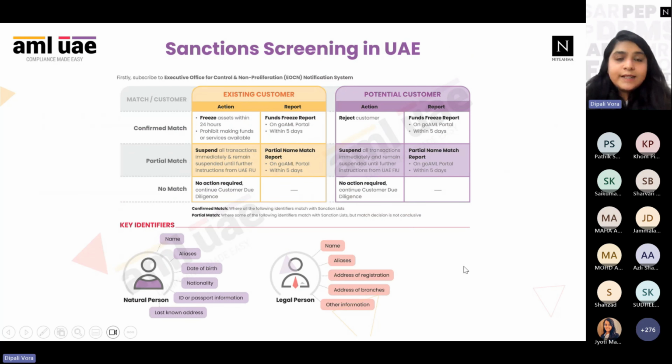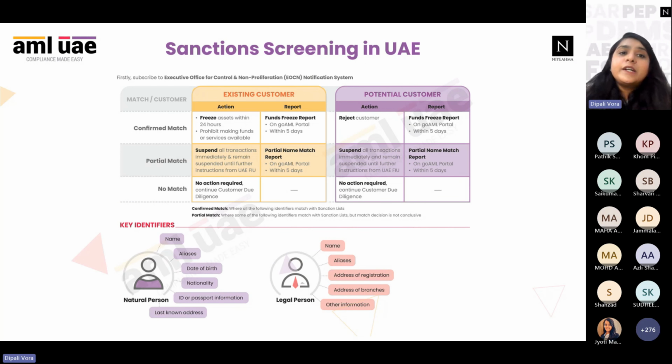So as you can see, currently the DNFBPs are firstly required to subscribe themselves to the EOCN website. The one who tries doing it might get confused with creating a login or subscribing. But it is very simple. You go to the EOCN website, click on TFS implementation, and we just need to mention our company name in English and Arabic, mention the email ID and subscribe to that notification.